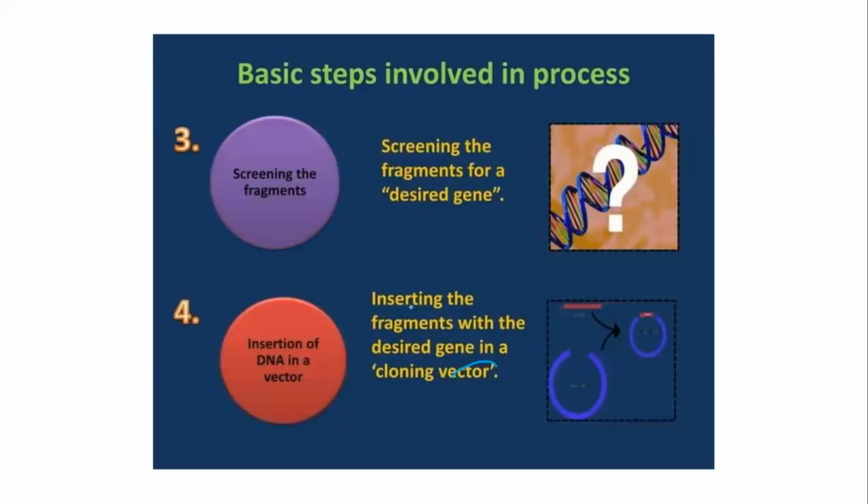Now, the third step, screening the fragments for a desired gene. What we saw is that we have so many fragments here. First is the gene of interest, and then we have so many small other fragments, isn't it? So we have to find out the one which we need. It is a gene of interest. We have to identify the one. That is, screening has to be done for the fragment of the desired gene. We have to remove all the unwanted fragments and isolate the desired gene.